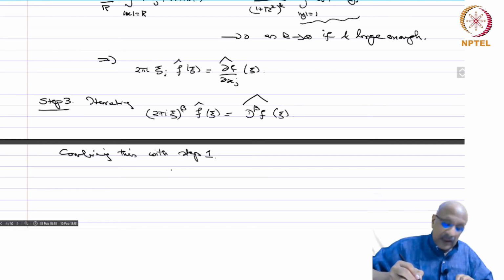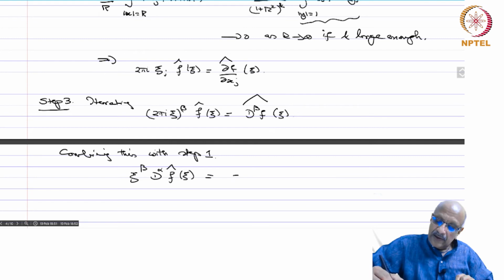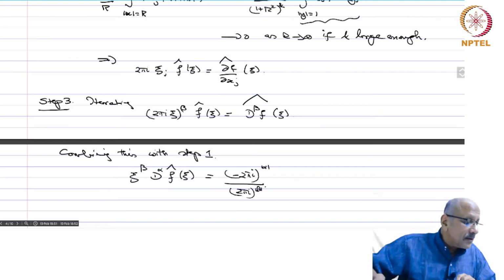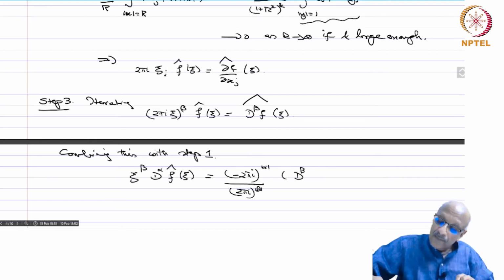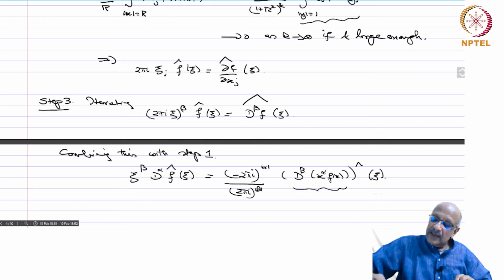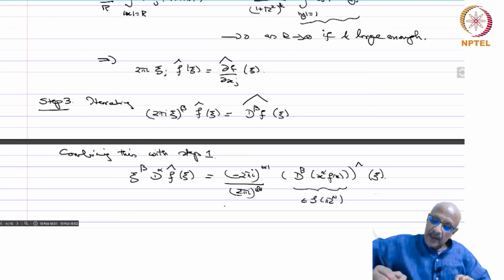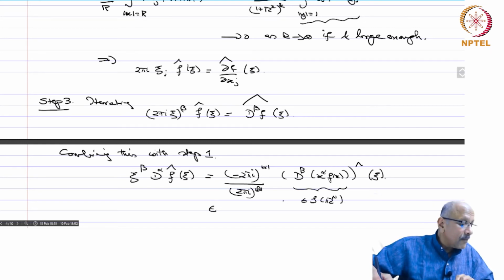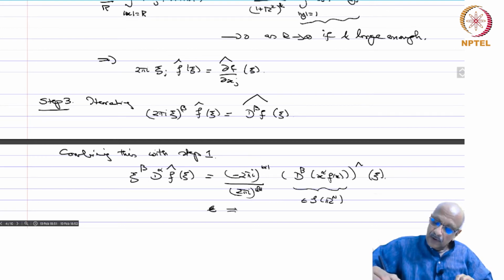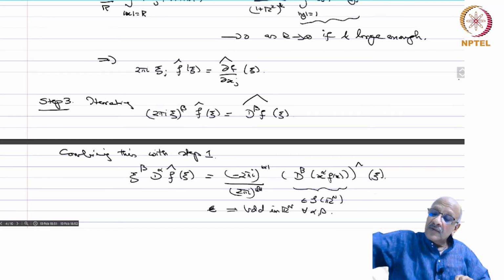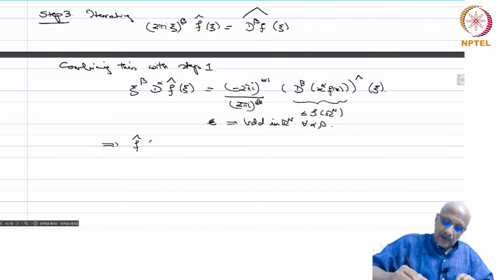you get that xi^beta d^alpha f hat of xi is equal to (minus 2 pi i)^|alpha| by (2 pi i)^|beta| into the Fourier transform of d^beta of (x^alpha f(x)) at xi, and this again is in S of R^n. Okay, and therefore this is bounded in R^n for all alpha, beta, and this implies that f hat belongs to S of R^n.